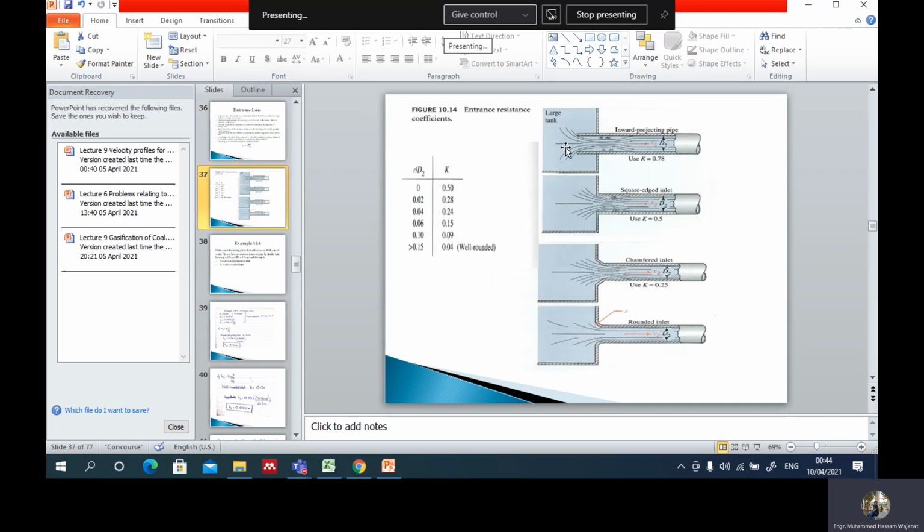So entrance loss can be of different types. There is the inward projecting pipe, there is the square edge inlet, there is the chamfered inlet, there is the bounded inlet. The common thing that you can see in all of these is flow comes from the reservoir into the pipe. That is why it is known as an entrance loss. The other thing common is that each pipe has a certain K value, given in the table: 0, 0.50, 0.28, 0.04, 0.15. So these values are always given to you in the question to make your lives simpler.